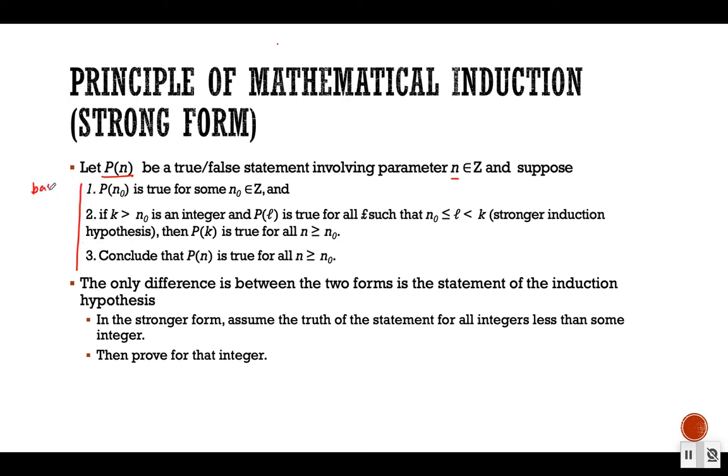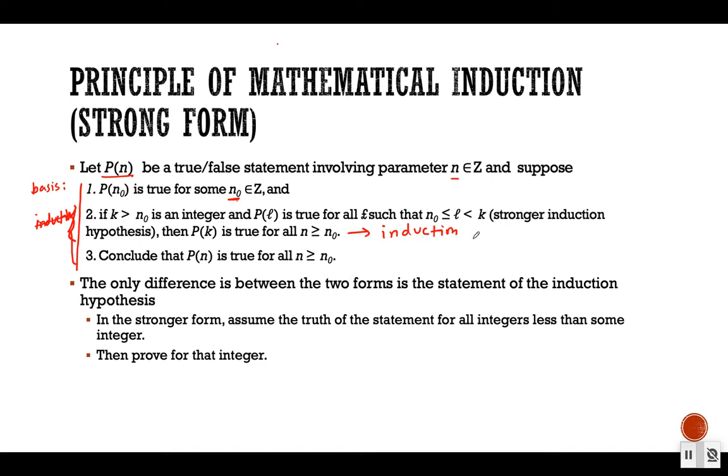The basis step says that we have to prove that P(n) is true for some initial value n naught, or n0, belonging to the integers. So P(n) has to be true for some initial value. Now here the induction step is different. This is step 2, our induction step, and it is slightly different than the last mathematical induction that we saw.